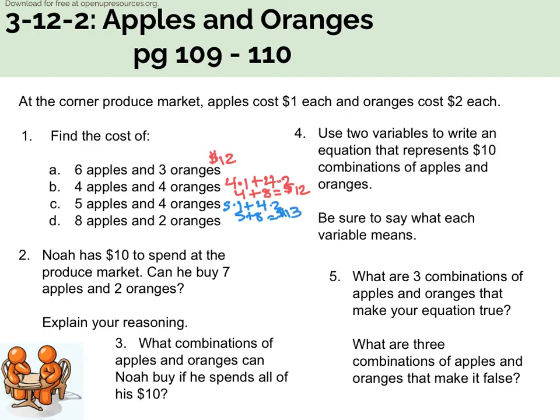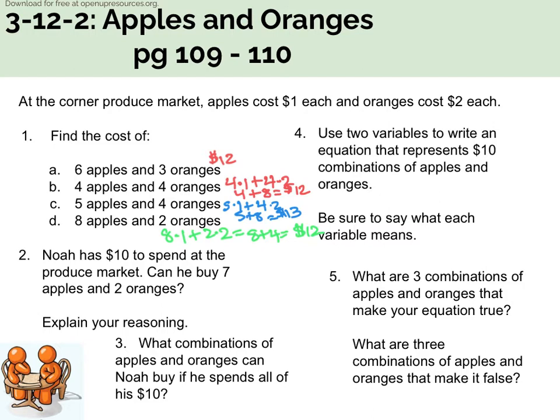Then let's do the last one. 8 times 1 is 8. And then we have 2 times 2, because 2 oranges at $2. So we have 8 plus 4. 8 plus 4 all together that we spent is $12.